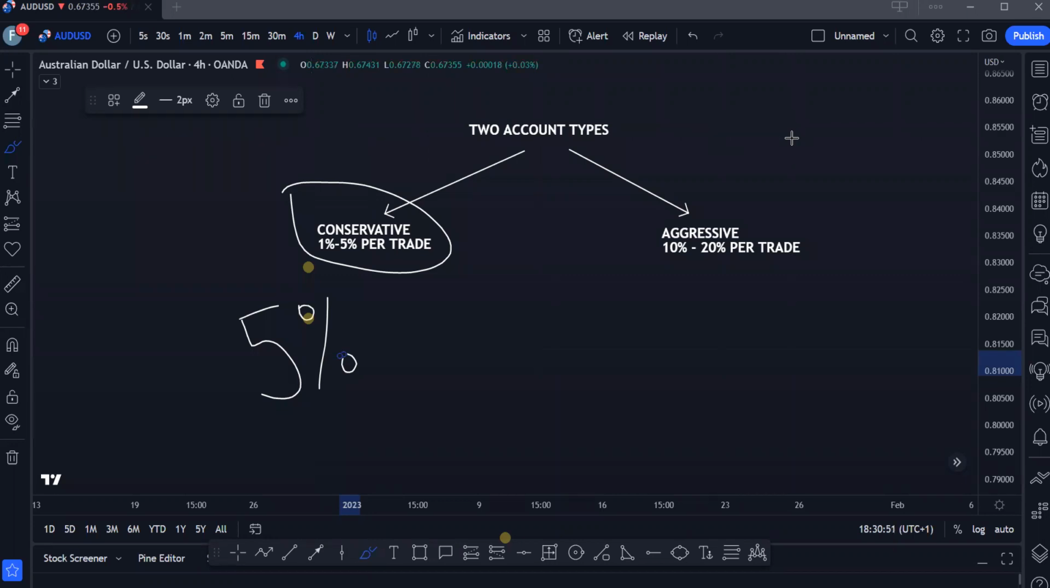When you decide to be a conservative trader, risking 1% to 5% per trade, it might be very, very impossible for you to actually blow your account. The chances will be very, very slim. If you are risking 1% per trade, that means for you to blow that account, you need to lose 100 trades consecutively.